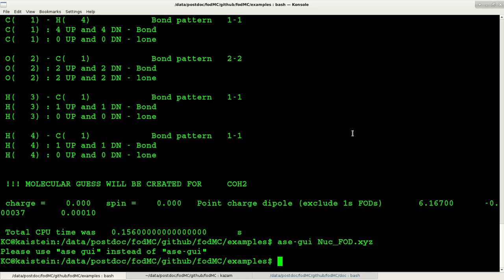So the entire output of the fodMC can tell you whether the guess that you generated is right or not, and you should always make sure to analyze the output properly before using these guesses in any calculations. To summarize, the fodMC is not a black box method, should be used with care, but if you use it with care, you can initialize any bond pattern that you want and analyze that later on.